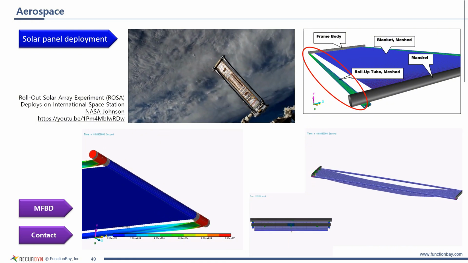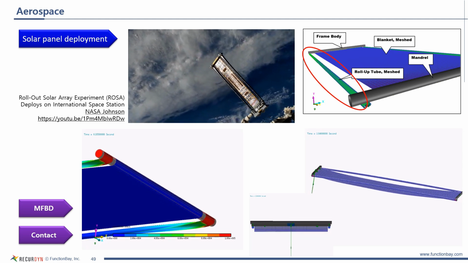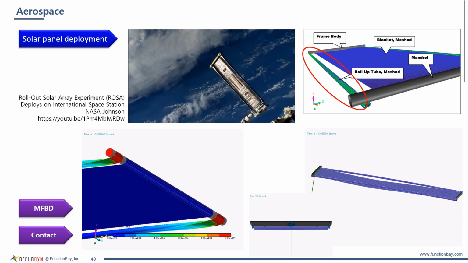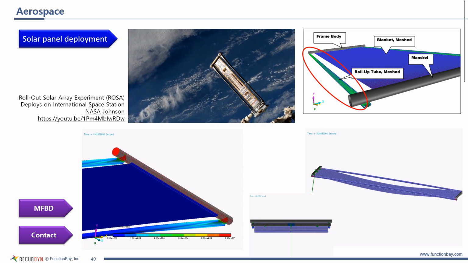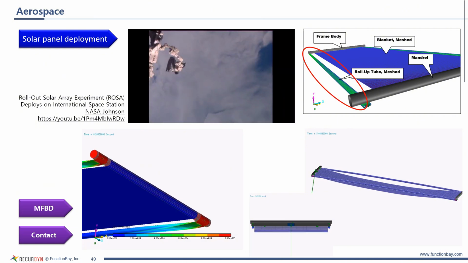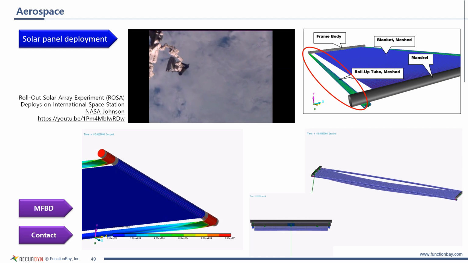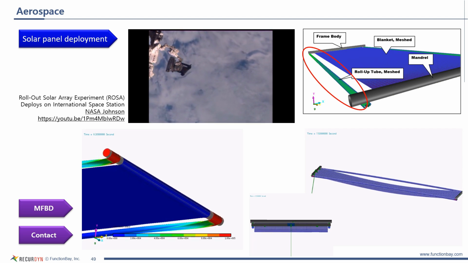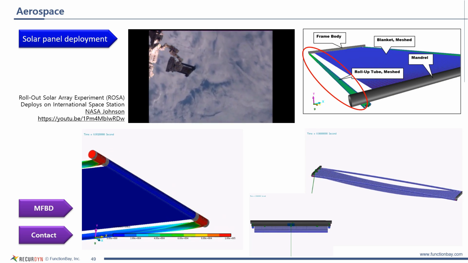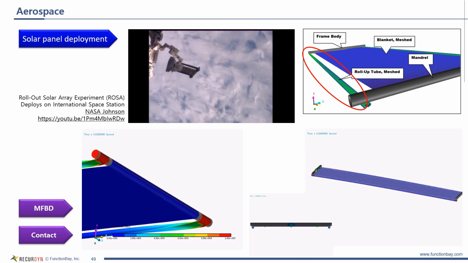The video on the bottom left demonstrates the changes in stress occurring in the roll-up tube during the solar panel's deployment process, as analyzed through dynamic analysis. The video on the right demonstrates the result of optimizing the controller that controls the up and down movement and rotation of the frame body on the left, so that the deployed solar panel can converge to the most stable position as quickly as possible.